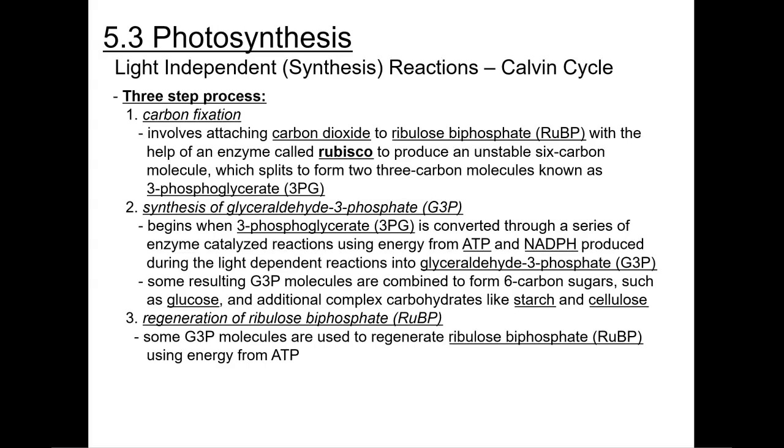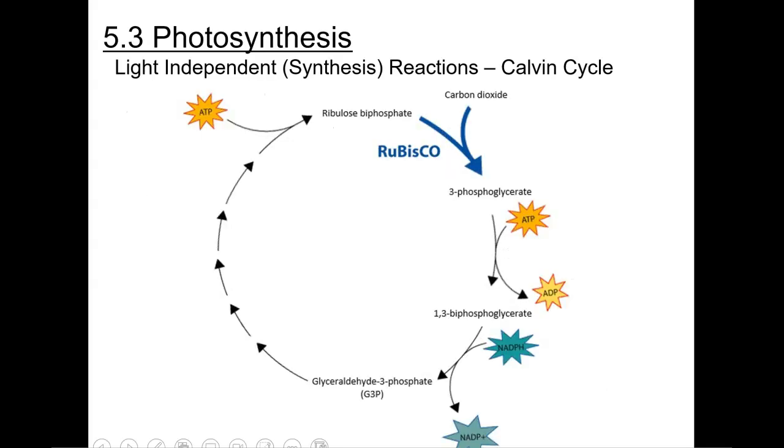Third step, you have regeneration of that ribulose bisphosphate, or RuBP, and that's going to basically take some of that G3P, used to regenerate that, and then use energy from ATP. And so that's what's going on here.